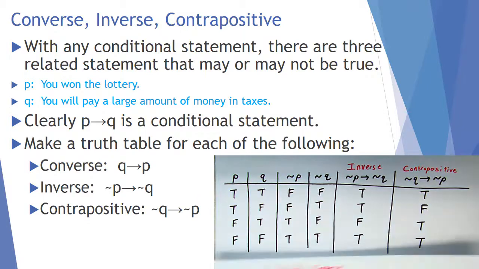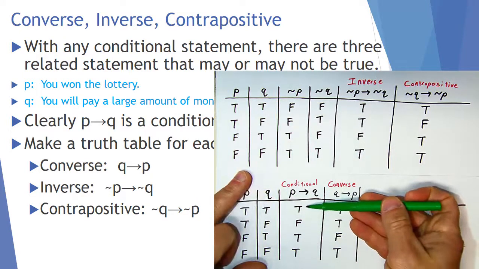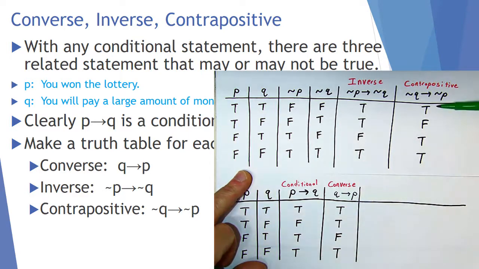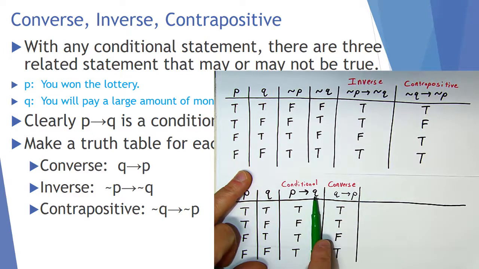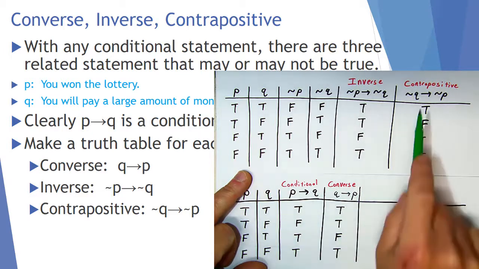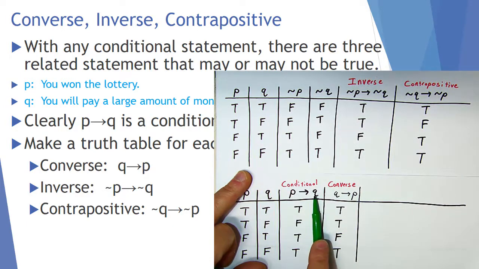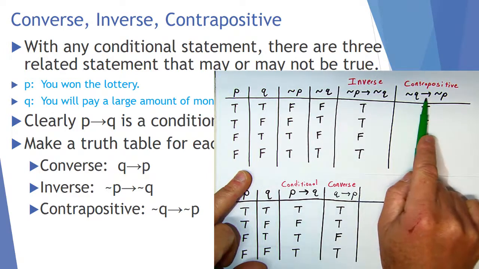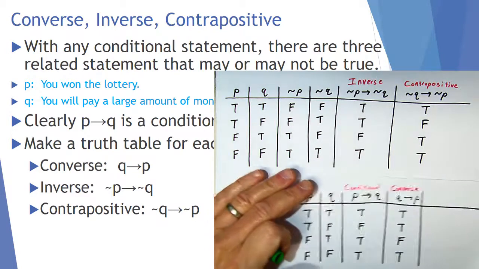And if you look at our truth tables, you'll notice that the outcomes of the conditional statement, true, false, true, true, are the same as the contrapositive, true, false, true, true. That means that P implies Q is the exact same statement as not Q implies not P. If you win the lottery, you will pay a lot of taxes. That's exactly the same statement as saying, if you don't pay a lot in taxes, then you must not have won the lottery. So there's two relationships to observe here.